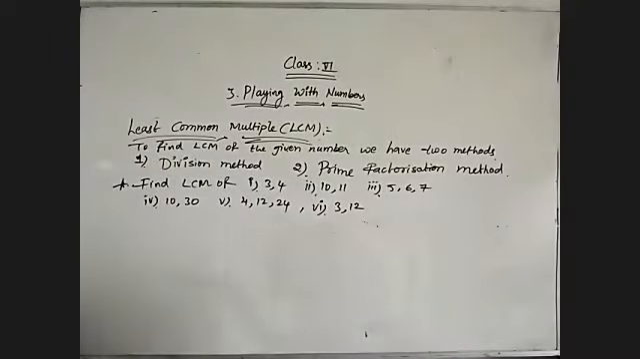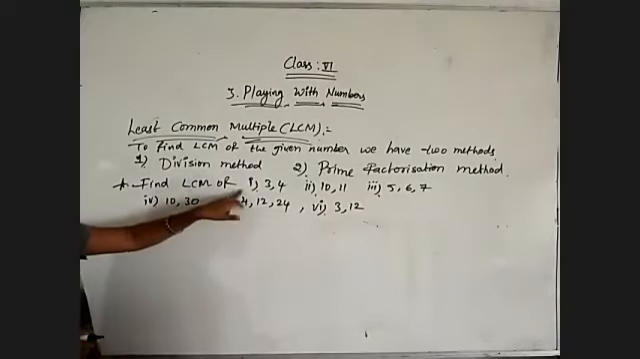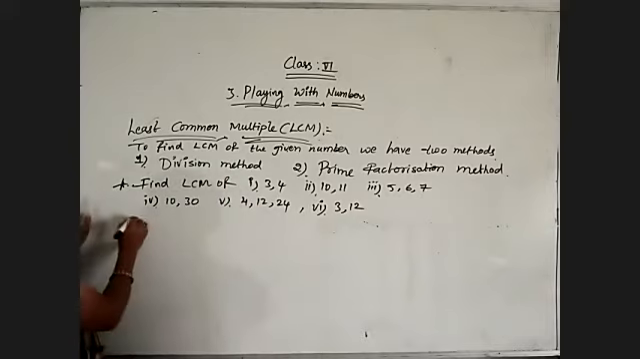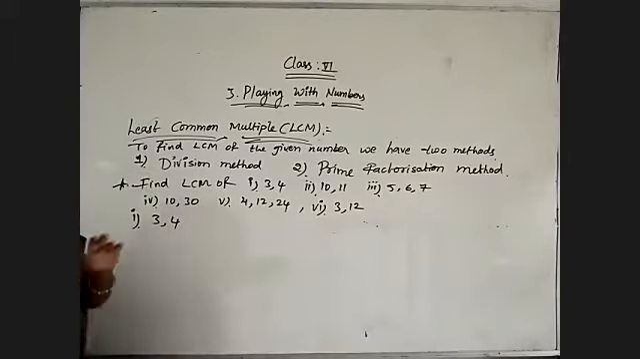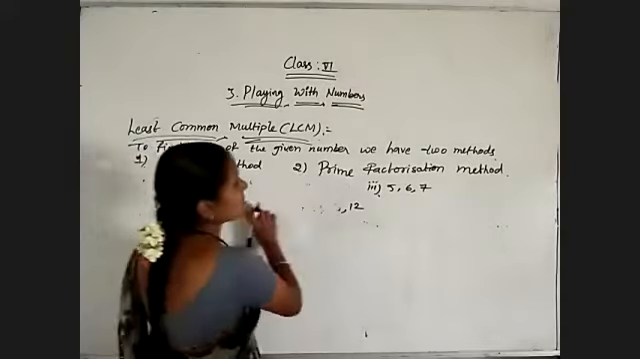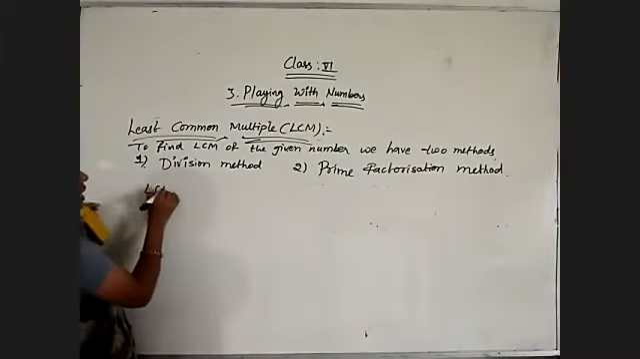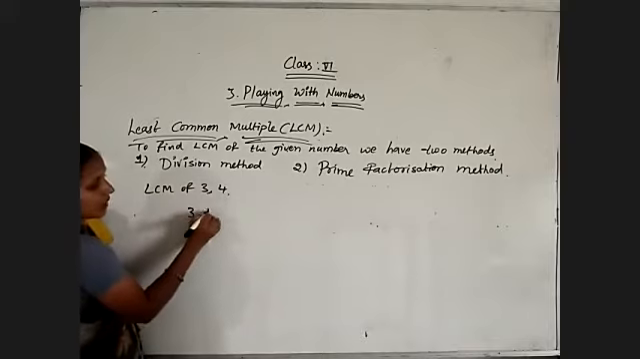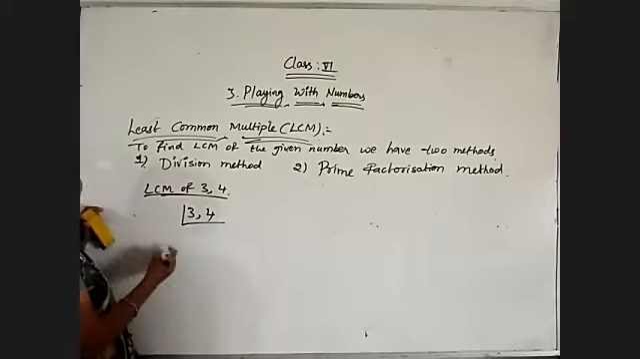So what do you observe in that? Now observe this. First of all, with one question, I'll explain the division method and prime factorization method. My first question is 3, 4. After that, the remaining questions. So in the division method, how to find the LCM of 3 and 4? We will take whatever numbers are there at a time, and we will divide only once.